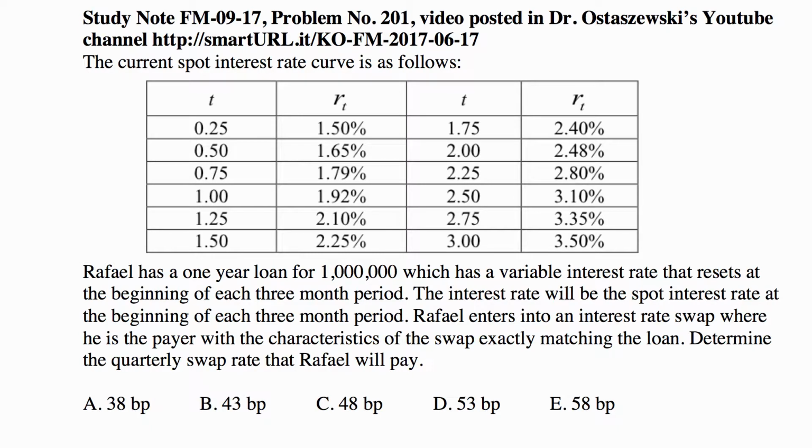So you need to figure out from these words that what he is getting is somebody is paying him the variable rate and he is paying a fixed rate. So he becomes a fixed rate payer. Now the loan is at a variable interest rate. He will be receiving those variable interest rate payments in the swap, offsetting his loan payments, but he will be making a fixed rate payment in the swap.